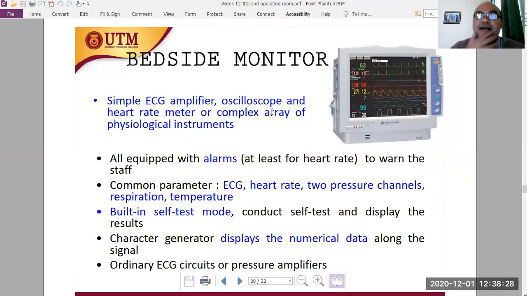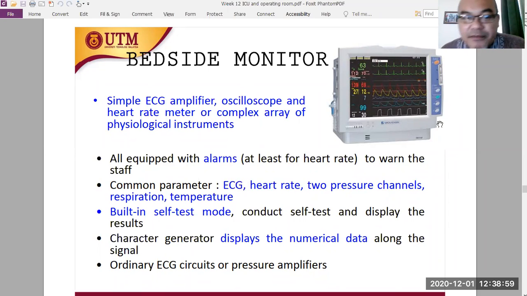So the oscilloscope and heart rate meter are a complex array of physiological instruments, all equipped with alarms, at least for heart rate. So when the heart rate becomes less and less, or even sometimes gets to a flat line, it will alarm and warn the staff at the ward to come immediately. So the common parameter here is ECG. I think this is the heart rate and the numbers here. Two pressure channels, the red and the yellow part, systolic. And the respiration, maybe this is the respiration part.